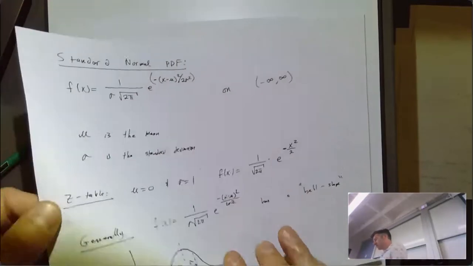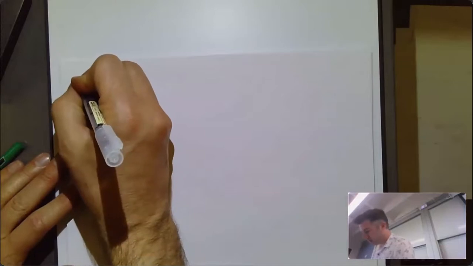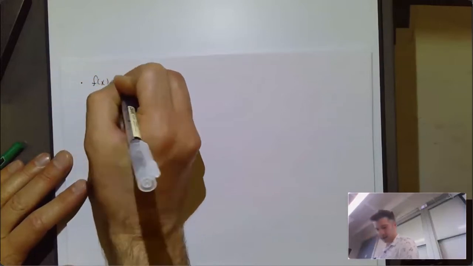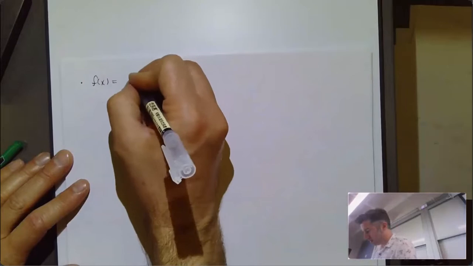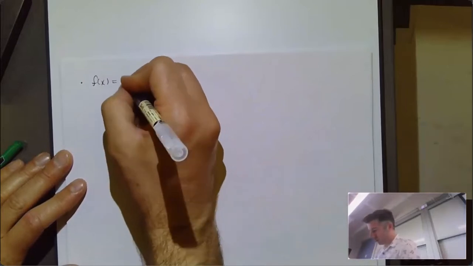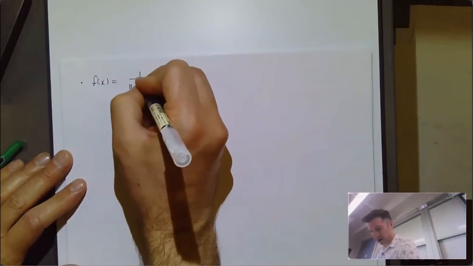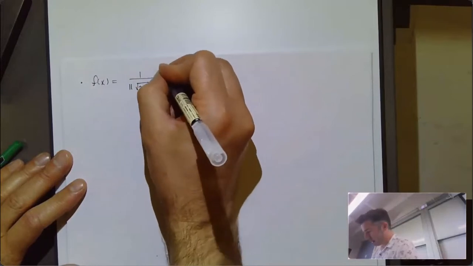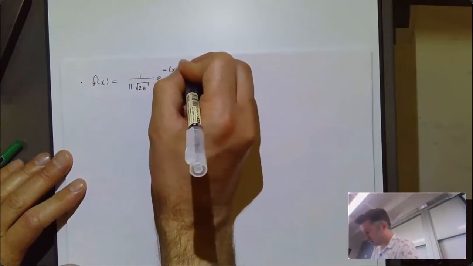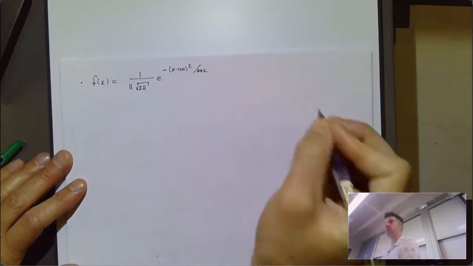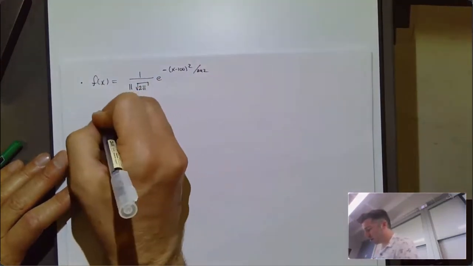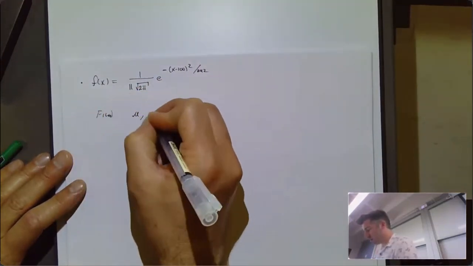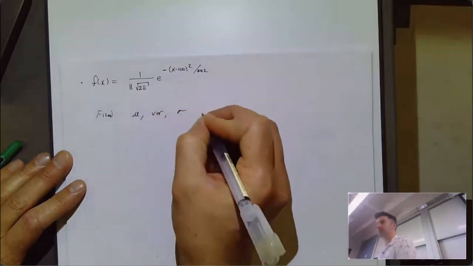But the types of questions we can ask with this are the following. So let's say I gave you this. Let's say f of x is the probability density function 1 over 11 times the square root of 2 pi times e to the negative x minus 100 squared over 242. Let's find the mean, the variance, and the standard deviation.